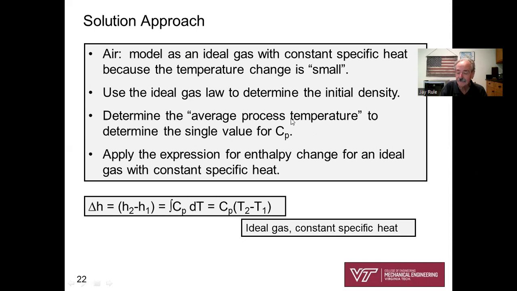We'll determine the average process temperature. We're just going to average T1 and T2 and then look up a single value for C sub P. Then we'll apply this expression for the enthalpy change with constant specific heat. Delta H, we're looking for H2 minus H1. It's the integral of Cp dT. For this problem, we're going to treat Cp as a constant. We'll pull it out of the integral. So we've got Cp times delta T is delta H.